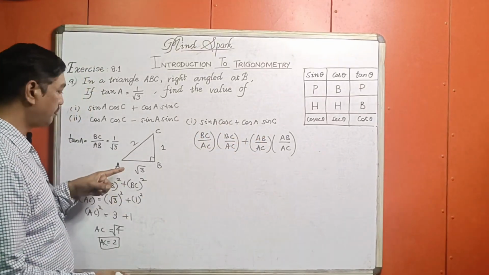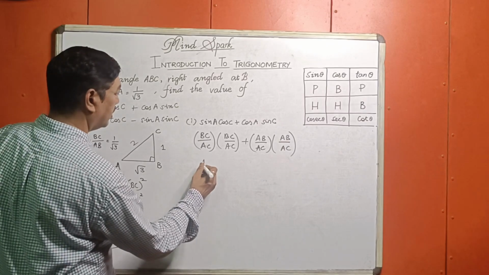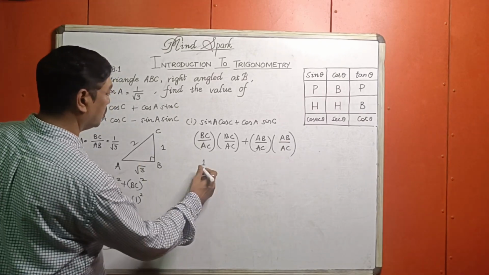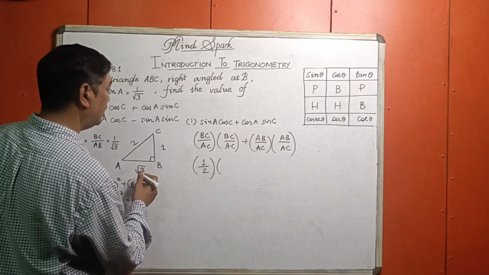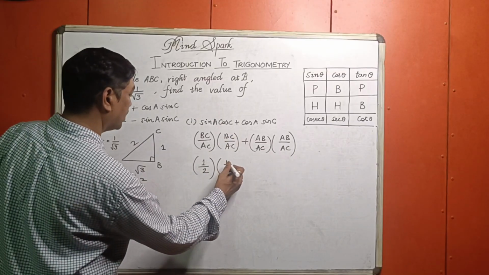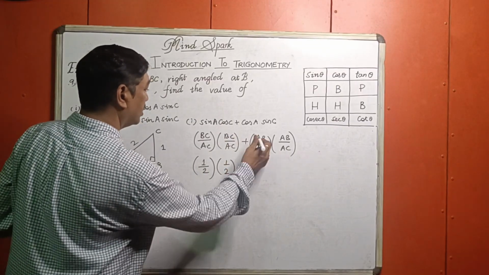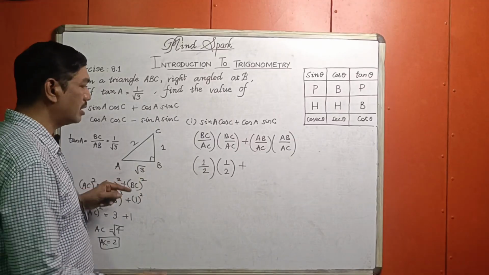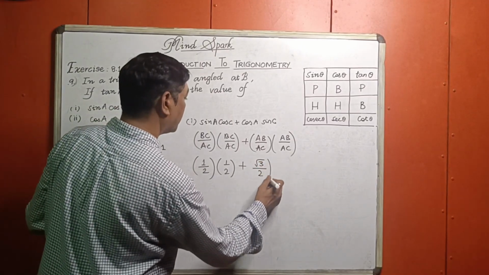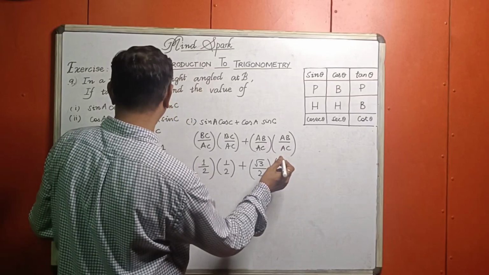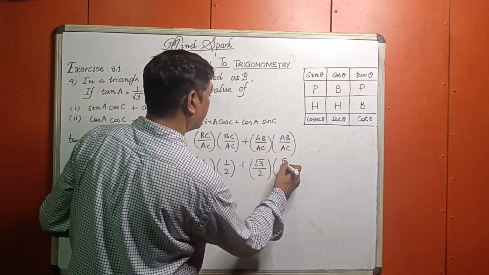Now you can replace these values. What is BC? BC is 1. And AC is how much? 2. This is over. Next, and BC by AC, again 1 by 2. Correct? Plus AB by AC. AB is how much? Root 3. Correct? And AC is 2. Then again AB is root 3 by 2.